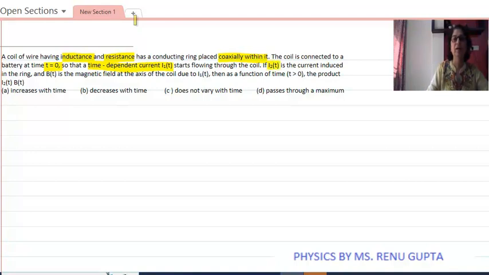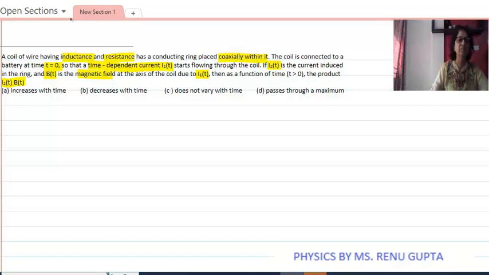If I2(t) at any time t is the current induced in the ring and magnetic field B(t) at any time t is the magnetic field at the axis of the coil due to the I1(t) current, then as a function of time which is greater than 0, the product of I2(t) and magnetic field B(t) at any time t. Now the options are: increases with time, decreases with time, does not vary with time, passes through a maximum.